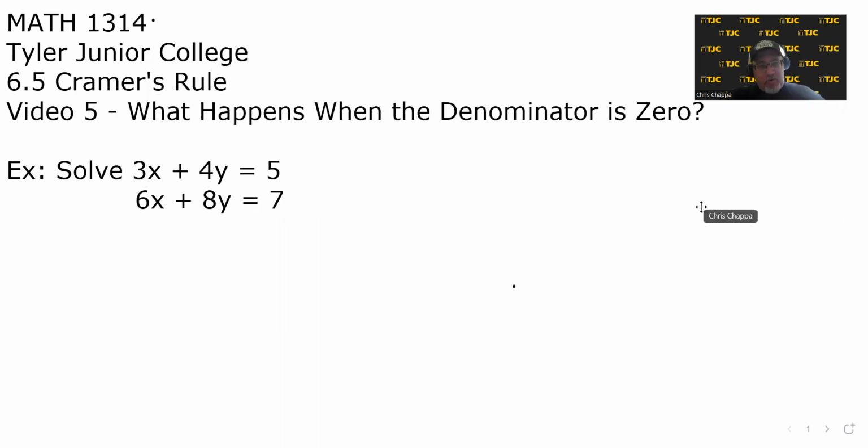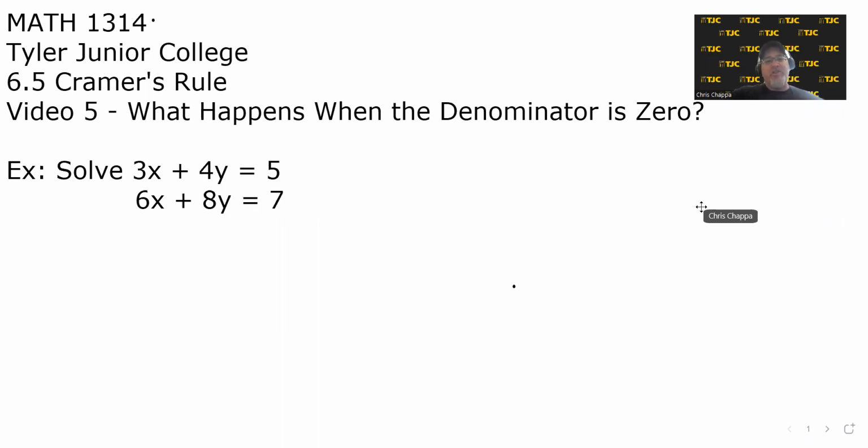In the setup for Cramer's Rule, and ever since we started this section, we kept saying as long as the denominator is not 0, as long as this isn't 0, as long as this isn't 0. Well, I'm not worried about what the formula was for the denominator in the setup for Cramer's Rule. Let's just encounter it in action and see what happens. For example, let's solve 3x plus 4y equals 5 and 6x plus 8y is equal to 7.